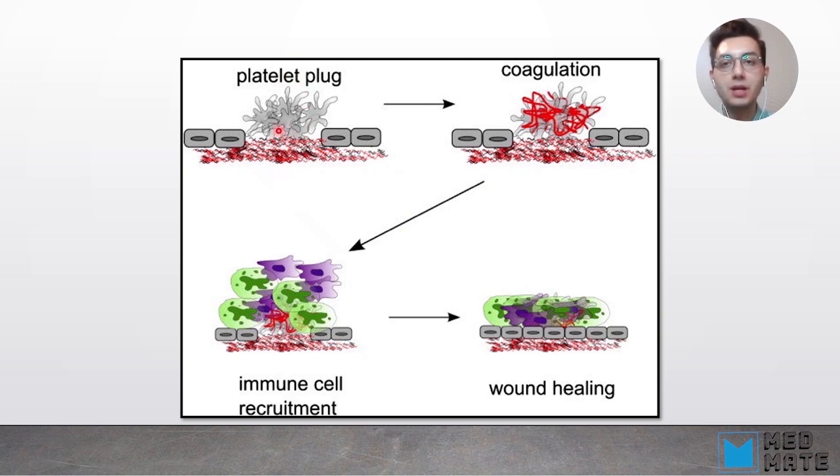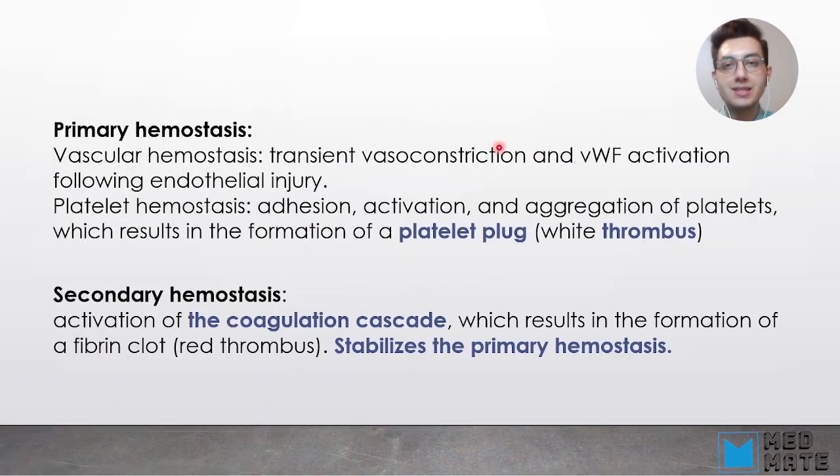Now, after that, because these platelet plaques are not stable themselves, we need the coagulation cascade to initiate and form a clot that stabilizes this platelet plaque, and that's the secondary hemostasis. Now, as I told you earlier, the goal of primary hemostasis is formation of platelet plaque, or in other words, white thrombus. And secondary hemostasis is activation of the coagulation cascade, which results in the formation of fibrin clot, or red thrombus, and that stabilizes the primary hemostasis.